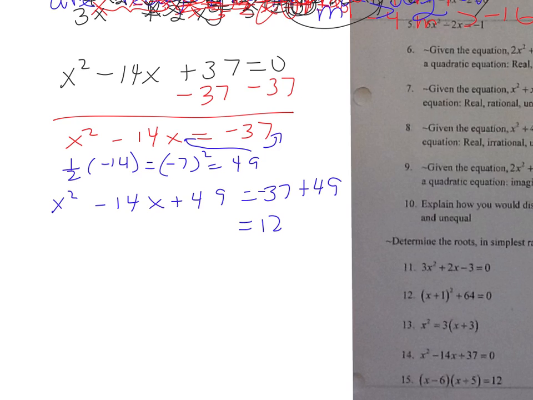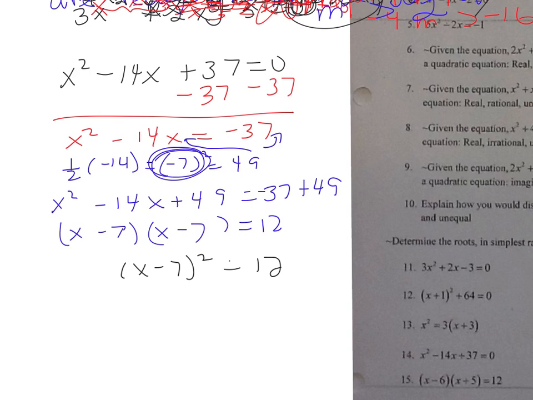And then I'm going to factor this side here. Remember, we get the same parentheses, x and x. What goes inside the parentheses is what we got when we did half of b, which is negative 7. So now I have x minus 7 squared is equal to 12. Square root both sides. So I get x minus 7 equals plus minus the square root of 12.